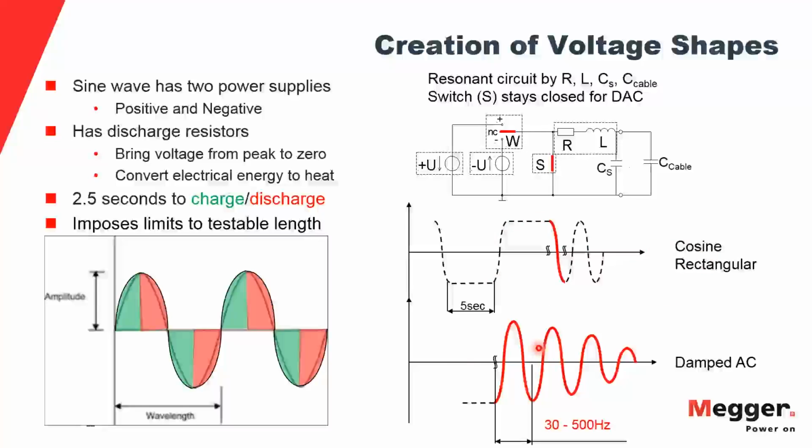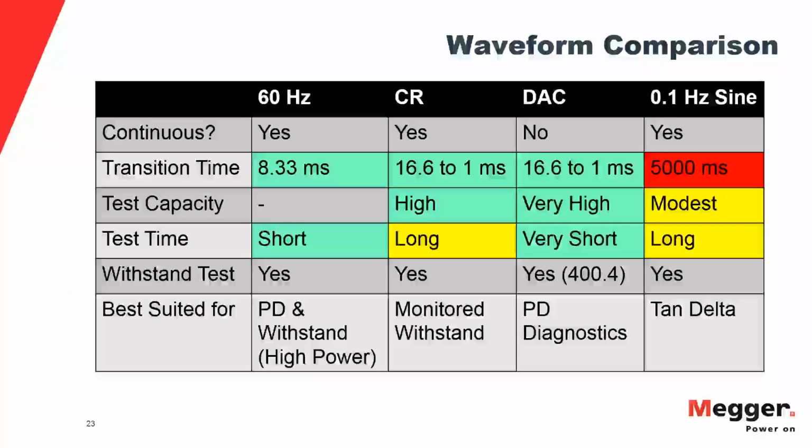With the cosine rectangular, we close the switch, charge the cable up, and hold it for 5 seconds. 5-second DC hold. At the end of that 5 seconds, if we want to, we can measure leakage current. When we switch from a negative to a positive, we close the switch, S here, and change our power supply. There's a blocking diode in there to ensure that we only resonate for half a cycle, and then we hold polarity in the opposite sign, and so on and so forth.